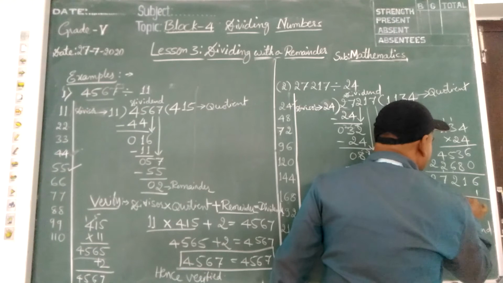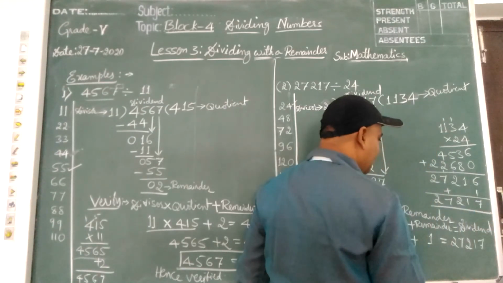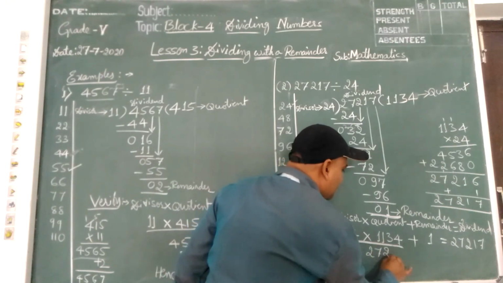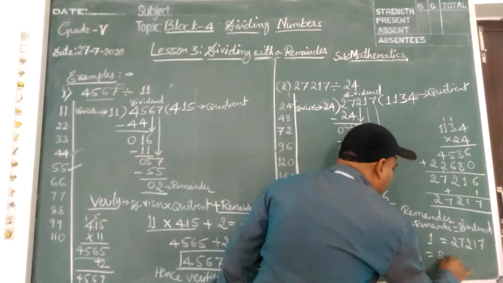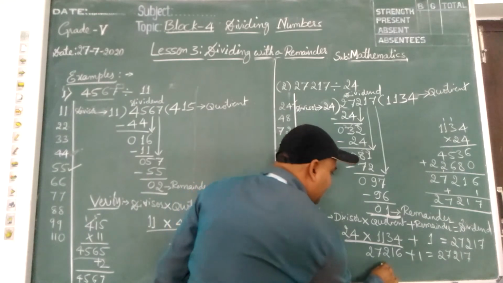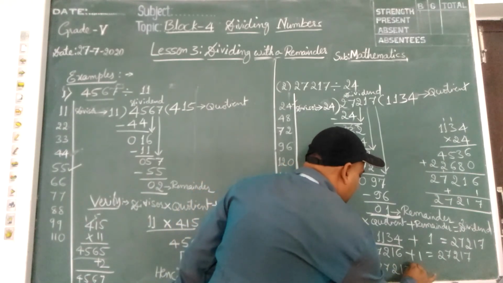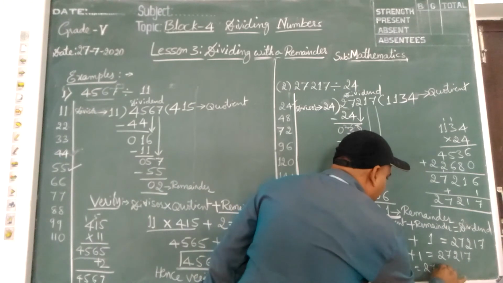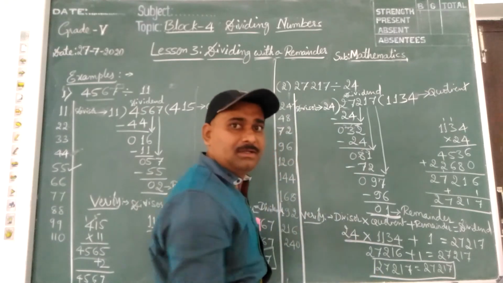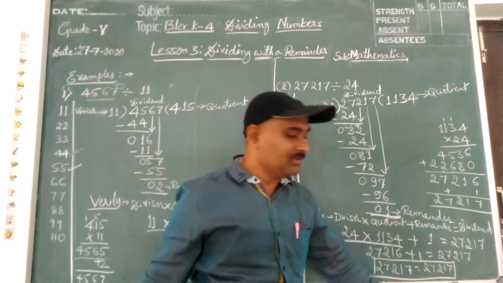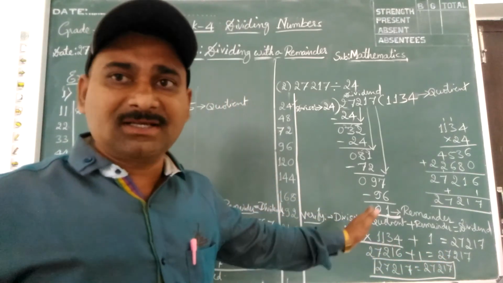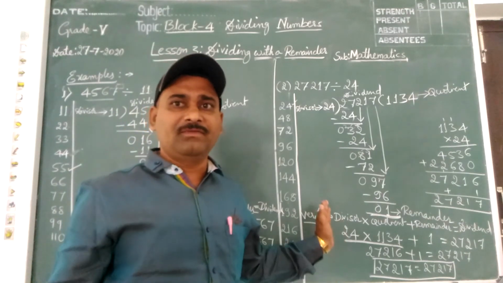So you will get 27,217. This answer will be 27,216. If you add 1, you will get 27,217. Both sides you will get 27,217. So if you get the same answer on both sides, then only you can say that it is verified.